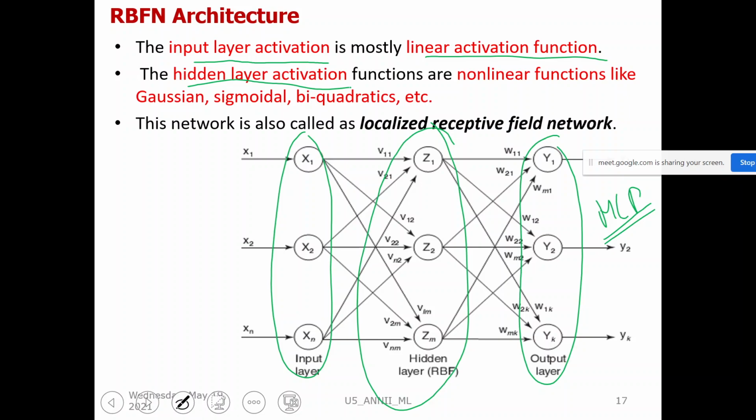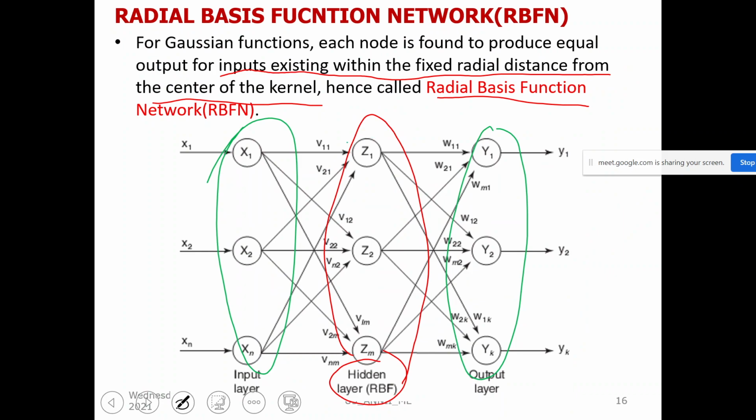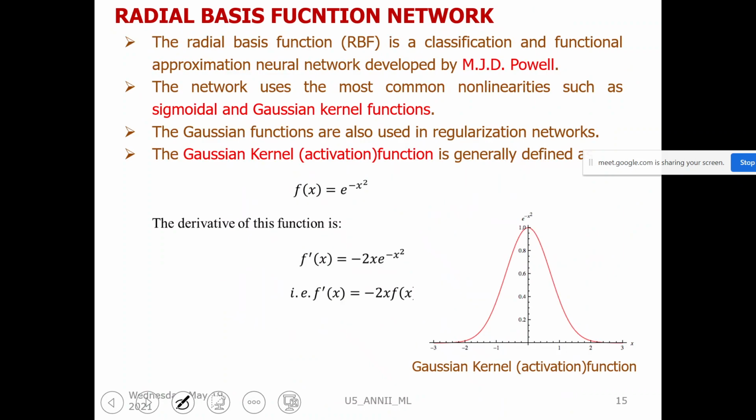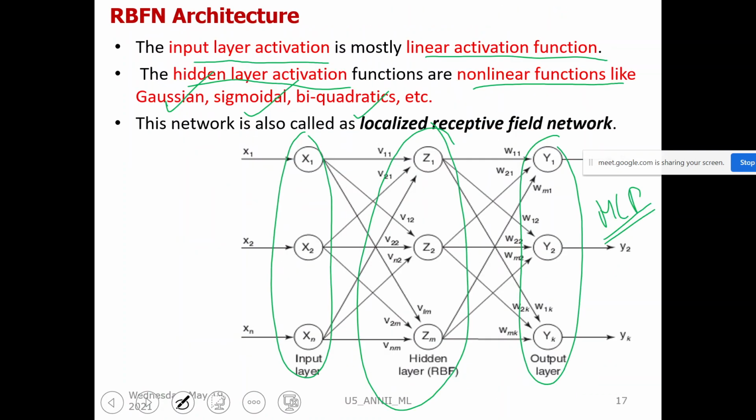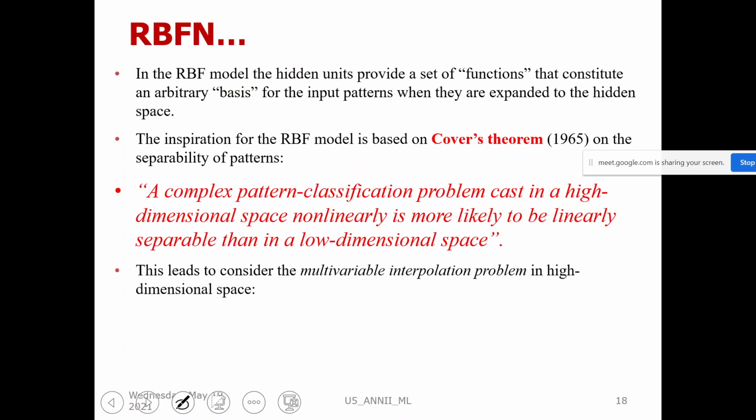This hidden layer's functions are non-linear, like Gaussian, sigmoidal or biquadratic, and some more, which we'll discuss. This network is also called a localized network, or localized receptive field network. Now we will go with Cover's theorem, because RBF is based on this theorem.